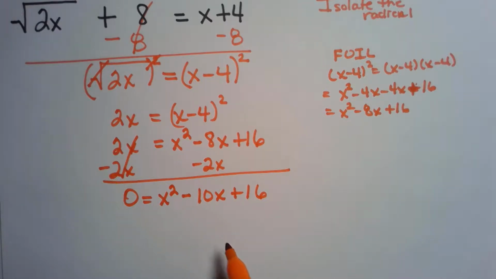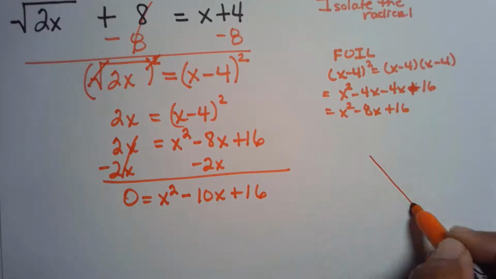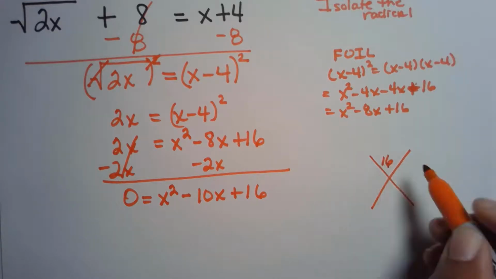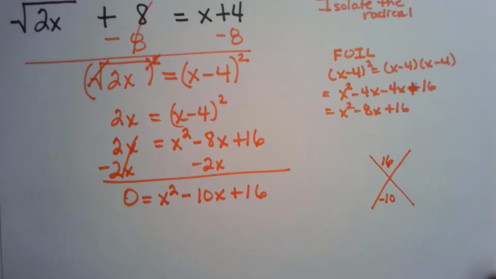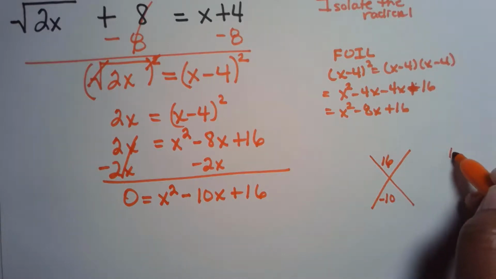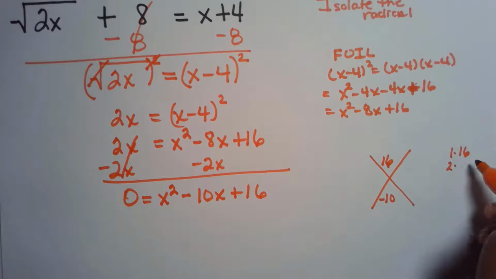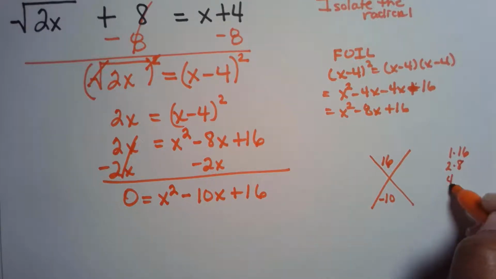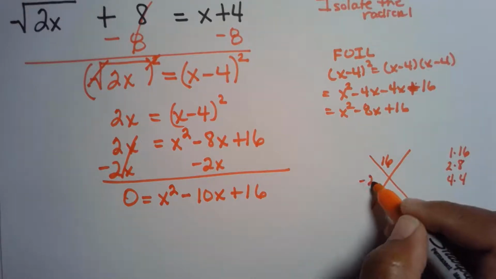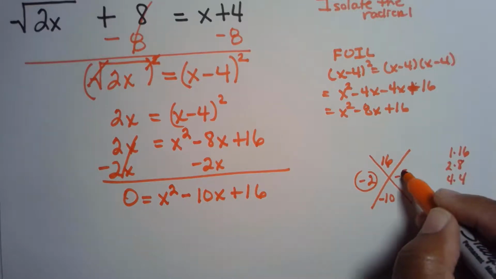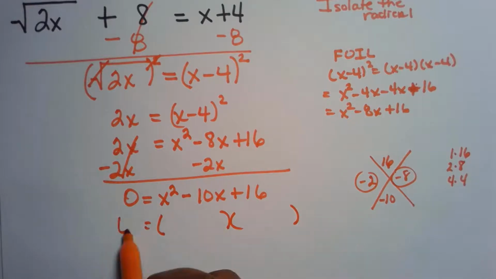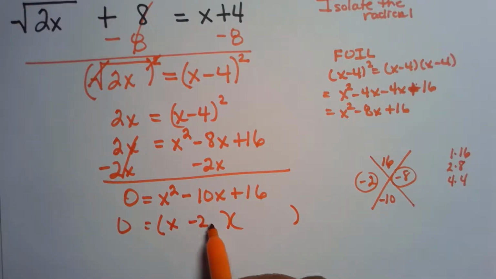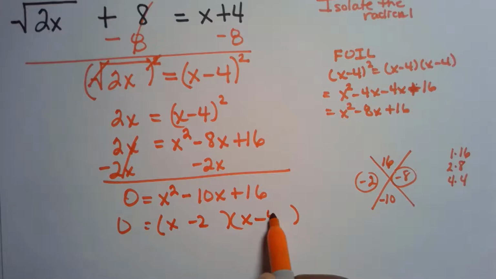Let's see. What are factors of 16 that, when we add those factors, we get negative 10? So, factors of 16: 1 and 16, 2 and 8, 4 and 4. So we're going to be using negative 2 and negative 8. x minus 2, x minus 8.